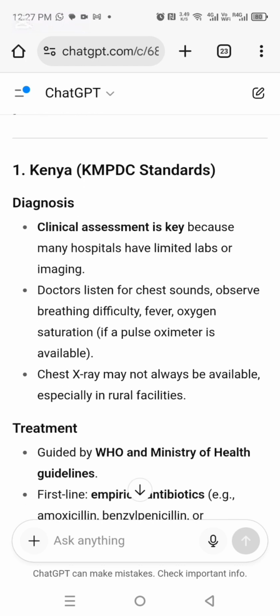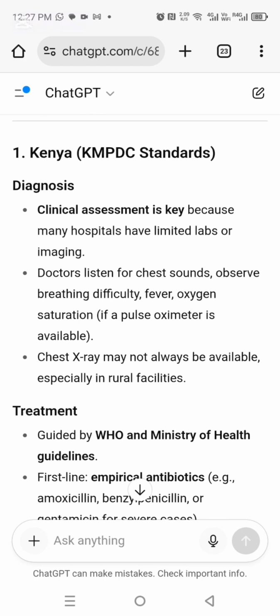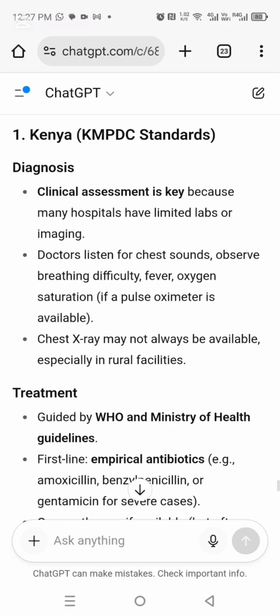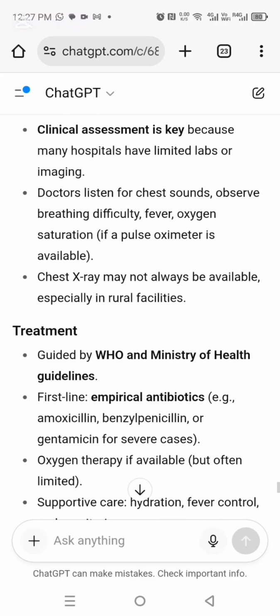So, this is Kenya. Clinical assessment is key because many hospitals have limited labs or imaging. Doctors listen for chest sounds. I once experienced it and they listened for chest sounds. They observe breathing difficulty, fever, oxygen saturation if a pulse oximeter is available. A chest x-ray may not always be available. It's never available actually, especially in rural facilities.